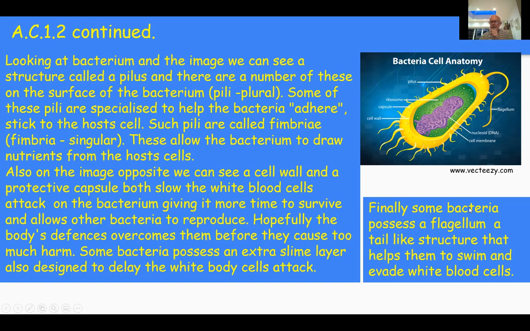Now, finally, some bacteria possess a flagellum. Remember that tail-like structure at the end here, the flagellum, as I'm pointing to? That helps them to swim and therefore travel and avoid white blood cells as far as possible.